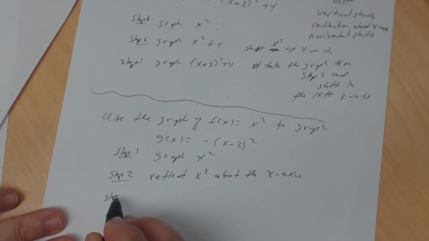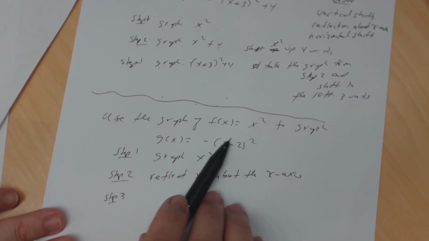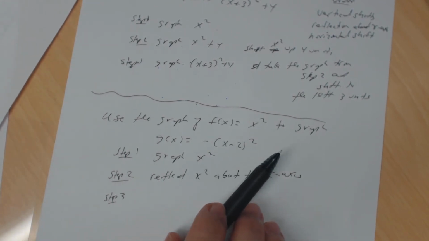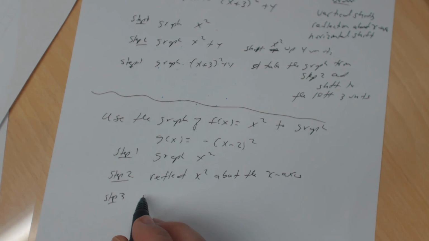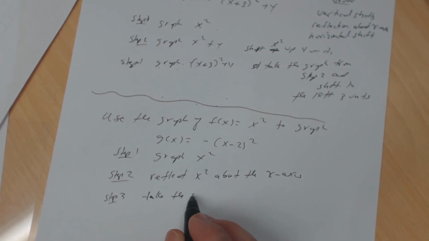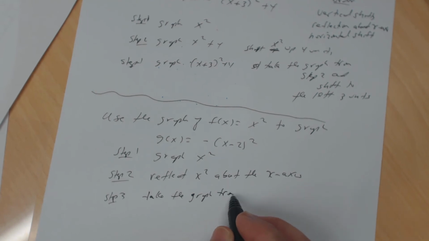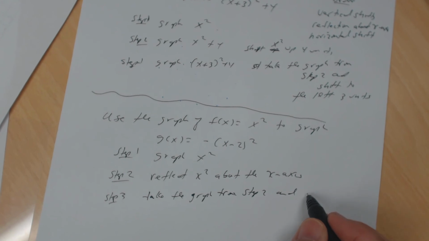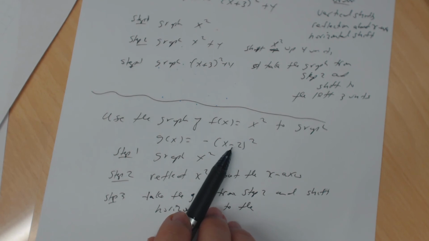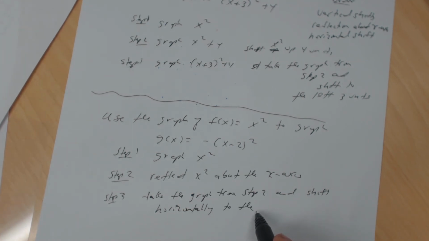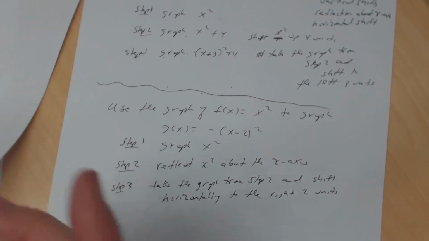Okay, step 3. So notice this right here? You've got to think, okay, it's inside the parentheses, so it's not outside. If it was outside, it would be a vertical shift. So this is a horizontal shift. So take the graph from step 2 and shift horizontally. Now it's counterintuitive. You think of this as negative 2, so you don't move it to the left 2 units, you move it to the right 2 units. So to the right 2 units.